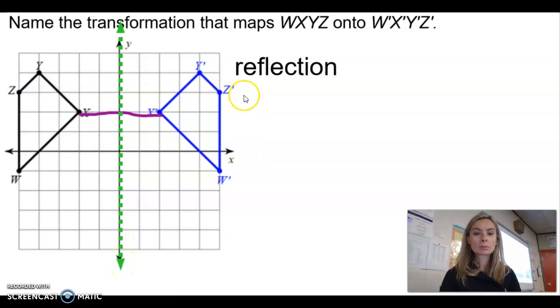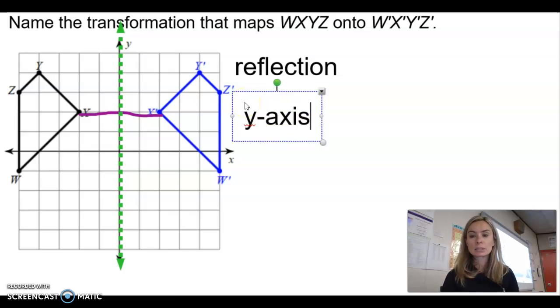If you remember last week when we talked about reflection, we talked about x-axis, y-axis reflection, y equals x, and y equals negative x. But you can also reflect across any other line.